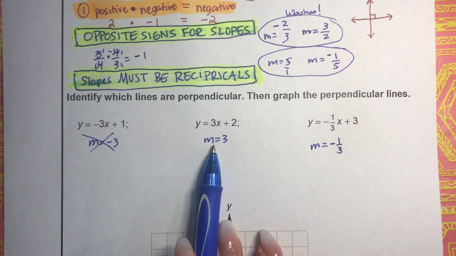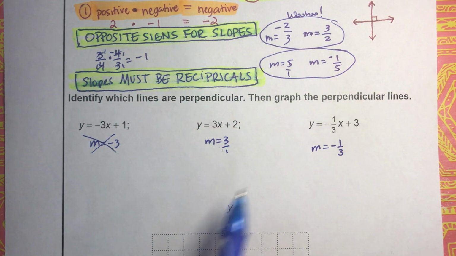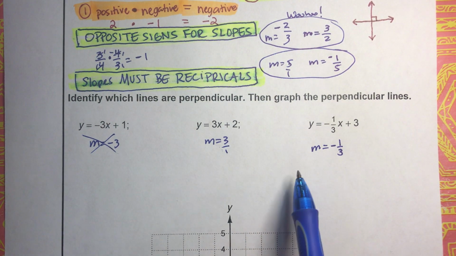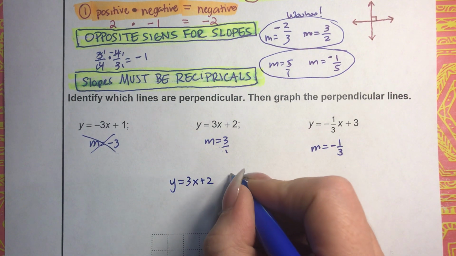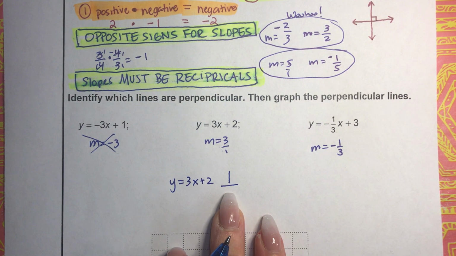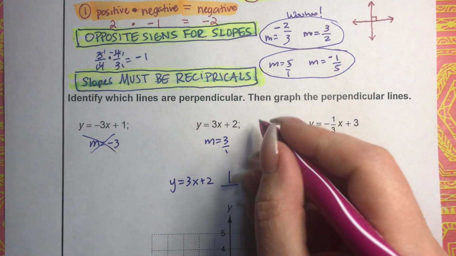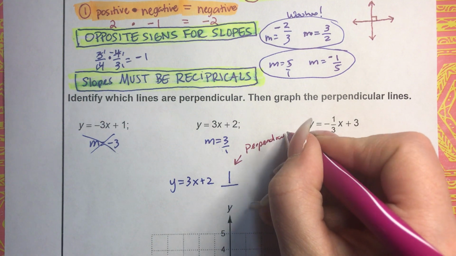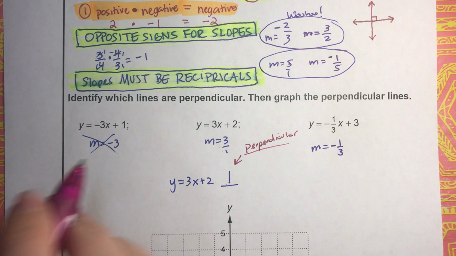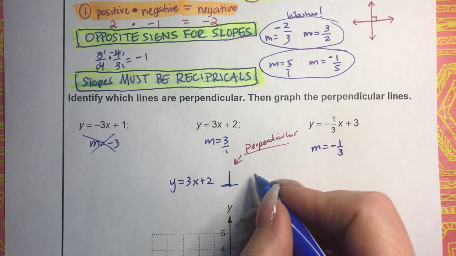What about this one? Okay, this one's positive and that's negative. That's good. And then this is like what, 3/1, and that's the reciprocal. So those two lines are perpendicular. So we can say y equals 3x plus 2 is perpendicular. Look at that. Let's make a little note. This means perpendicular. See, who wants to write the word perpendicular when you can just go boom, boom, done. That means perpendicular. So this line is perpendicular to this line.